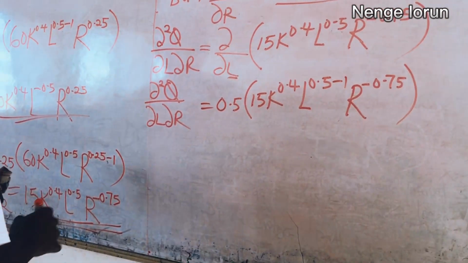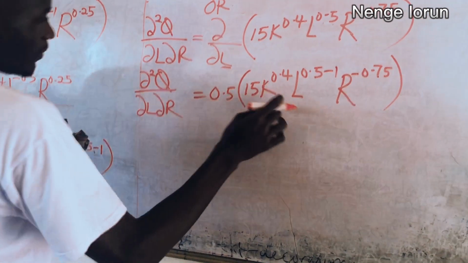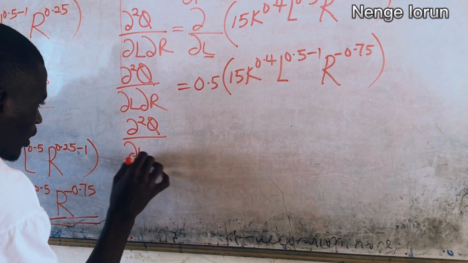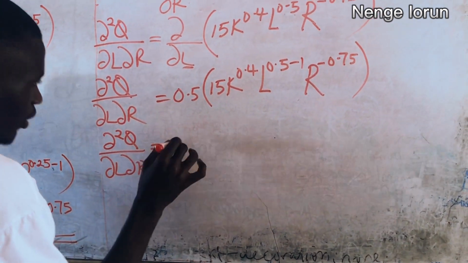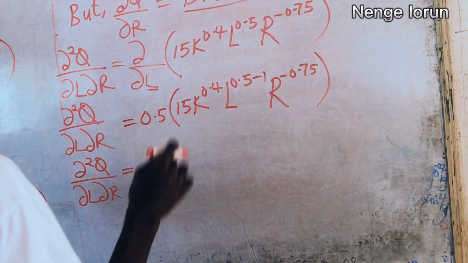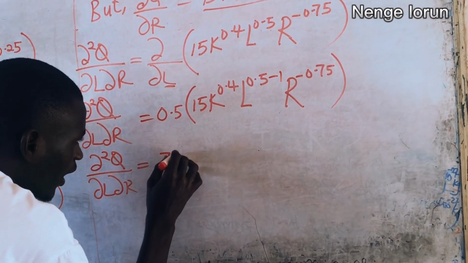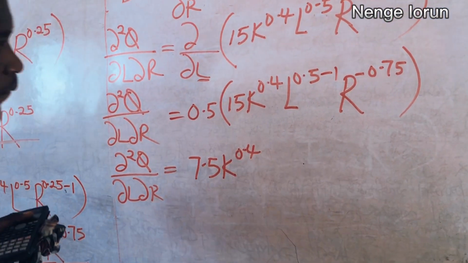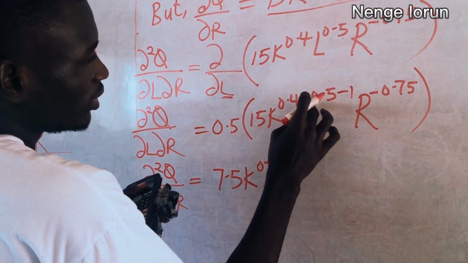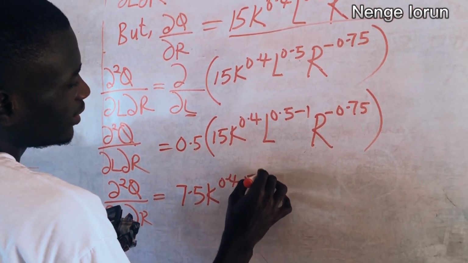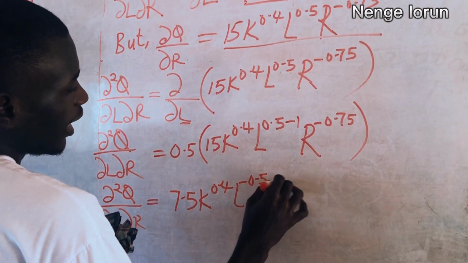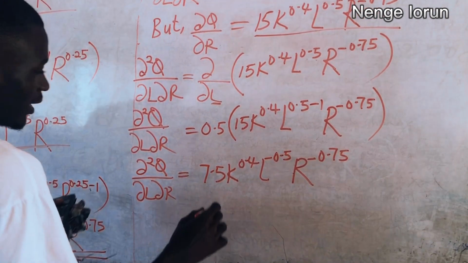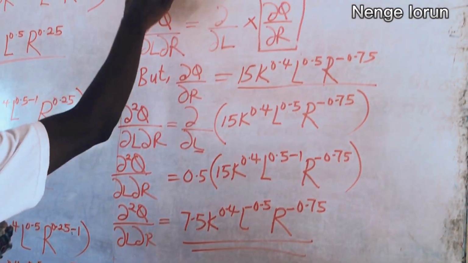So now, 0.5 times 15, you will have second order cross-partial derivative of q with respect to l with respect to r will be equal to 0.5 times 15, that is a half of 15, which is 7.5. 7.5 k with respect to 0.4, l with respect to 0.5 minus 1 is minus 0.5, then r raised to the power of negative 0.75. So this part is for this one.